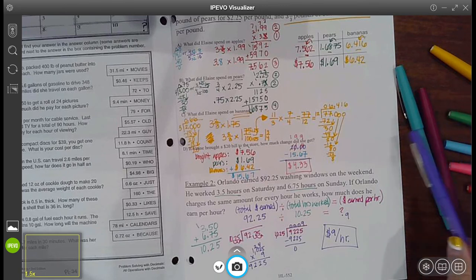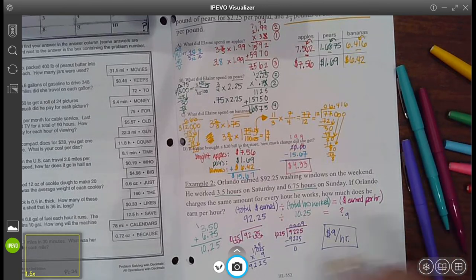Congratulations, my little mathematicians. This was a hard concept. I'm so proud of you.